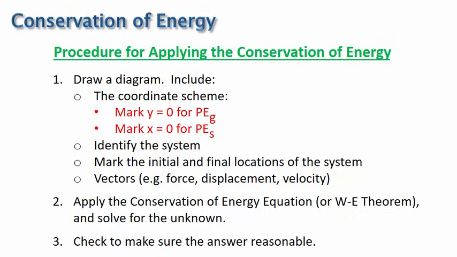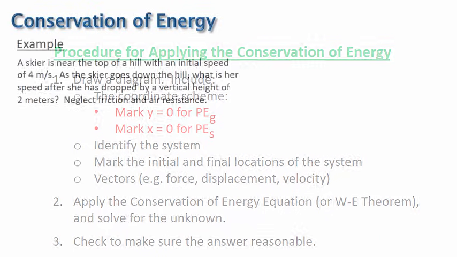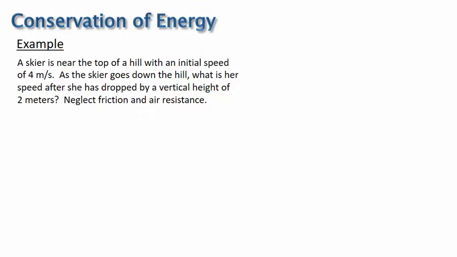Let's practice the conservation of energy procedure by going through a basic example. A skier is near the top of a hill with an initial speed of 4 meters per second. As the skier goes down the hill, what is her speed when she has dropped by a vertical height of 2 meters? Neglect friction and air resistance.